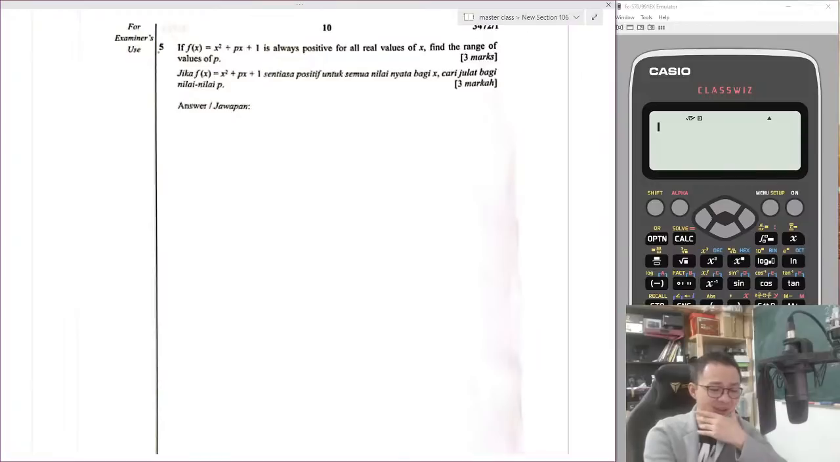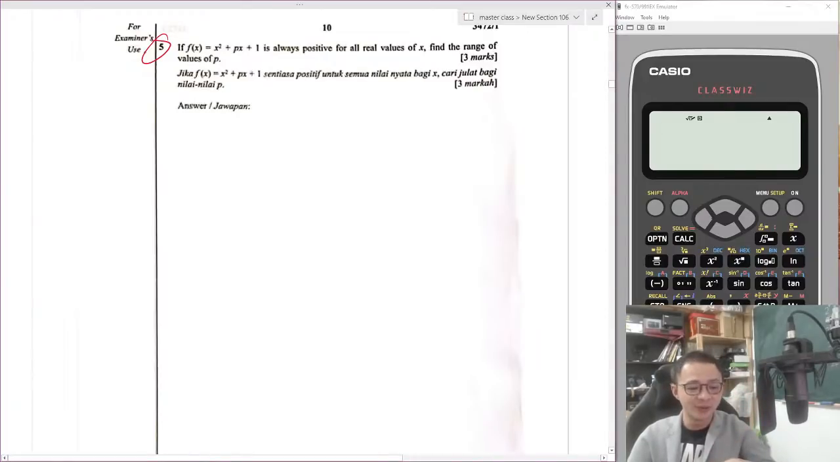Okay, yeah, this is the only one I got a different answer from the marking scheme. Of course, I will explain myself. The question says if f(x) is always positive for all real values of x, that means real values, basically all the numbers except complex numbers. So basically all the numbers, from 1 to infinity, or any fraction, any decimal, infinite decimal, or what we call real numbers.